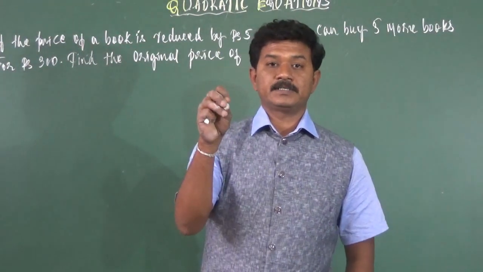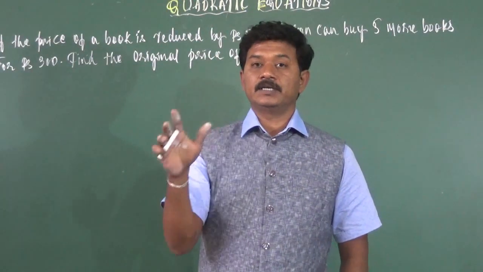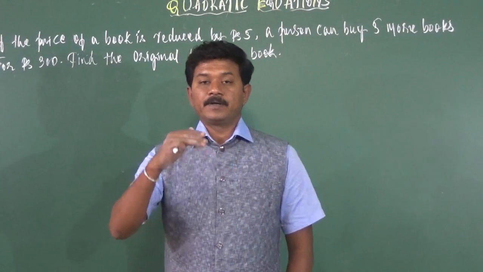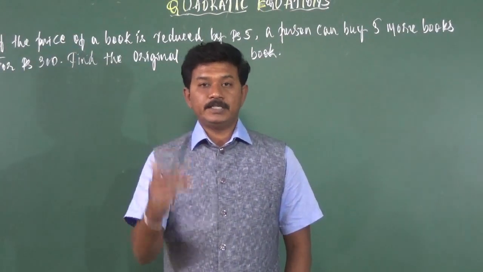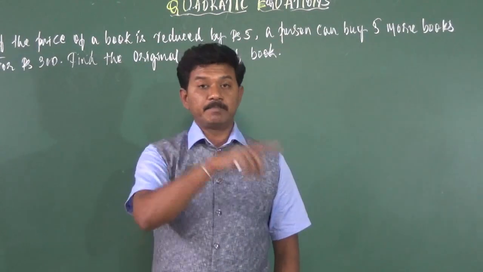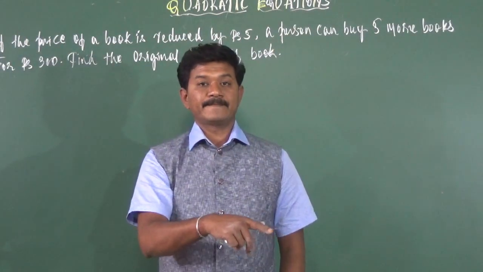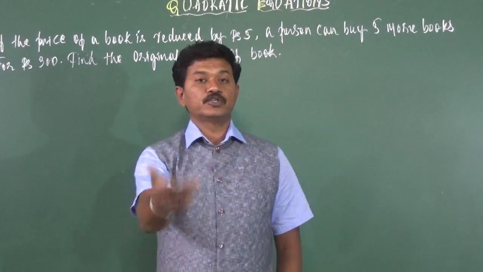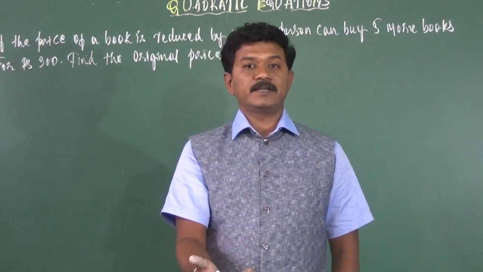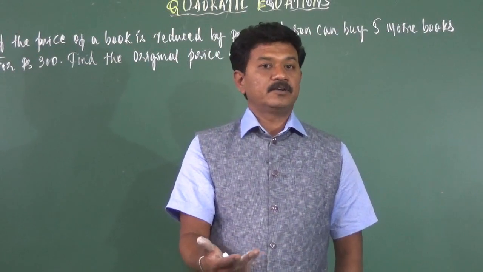50 rupees, 5 chocolates. Each chocolate is 10 rupees. If the shopkeeper reduces the price of each chocolate by rupees 5, then for 50 rupees I can buy 5 more chocolates. Got it? Got the things?